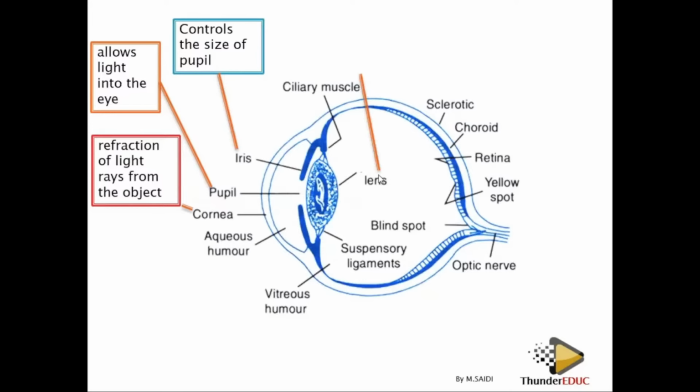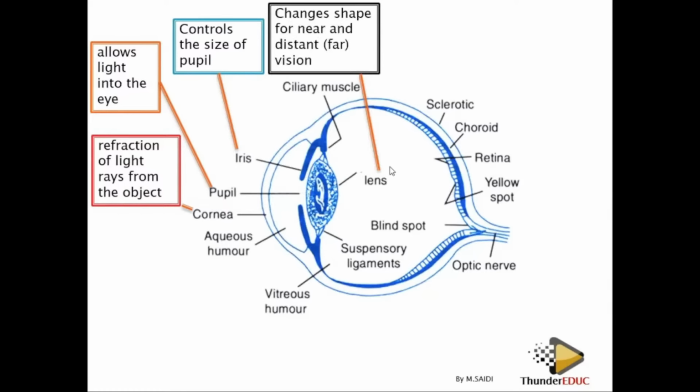Then you have the lens. This lens, this solid substance, is called a lens. The function of the lens is to change shape for near and far objects. So it is very important in focusing the near and the far object. So it means that if you are not able to see near and far objects, you can see near or you can't see far, then it could be a problem coming from the lens. Then you have what is called a sclera.